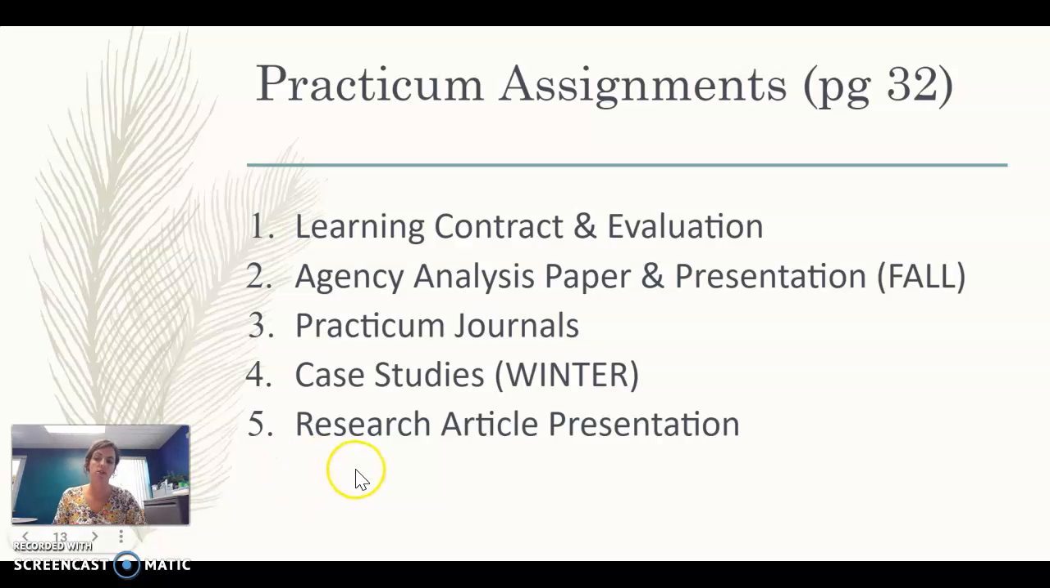And then both semesters, students need to identify a scholarly research article focused on the population that their agency serves, and they present it to the class. Like I said, I also encourage them to present it to their supervisor or other people in the agency. Students will get more information on this as we go through seminar class, but it's good for all parties to know that's what we're looking at, because participation on all levels is required to make these successful and good assignments.